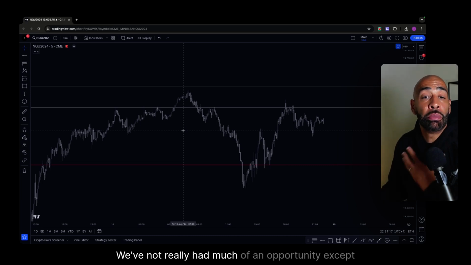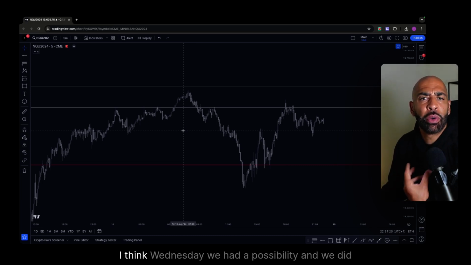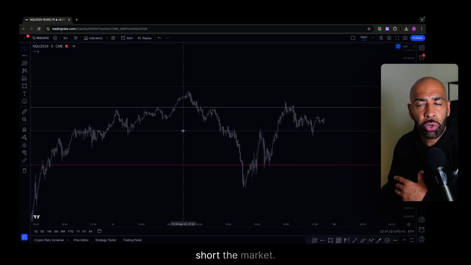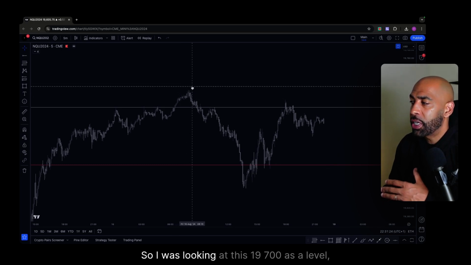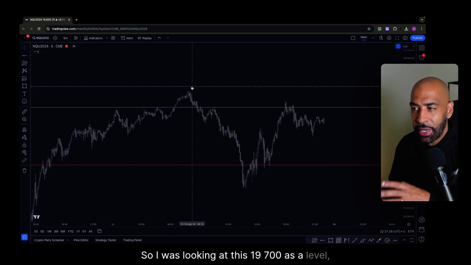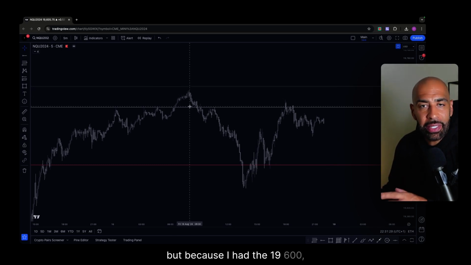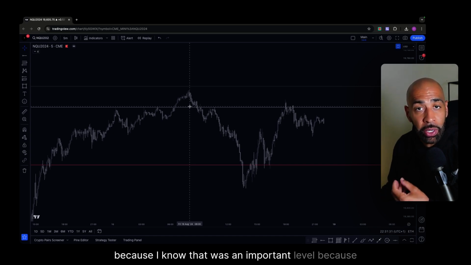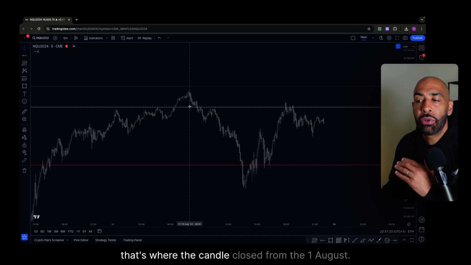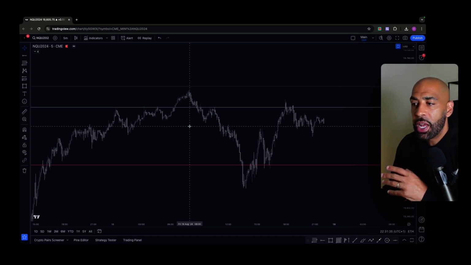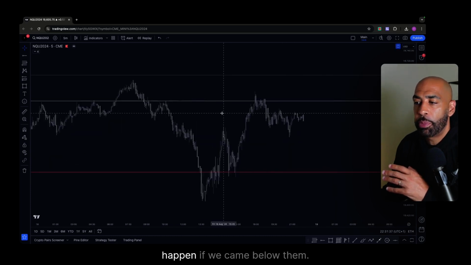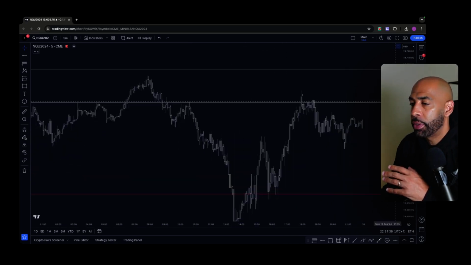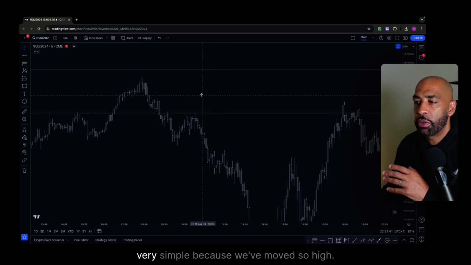week. We've not really had much of an opportunity, except for I think Wednesday we had a possibility and we did short the market. So I was looking at this 19,700 as a level. But because I had the 19,600, because I know that was an important level, because remember, that's where the candle closed from the 1st of August, I was then starting to have a look at what would happen if we came below that. Now, this morning, the first one was very, very simple.